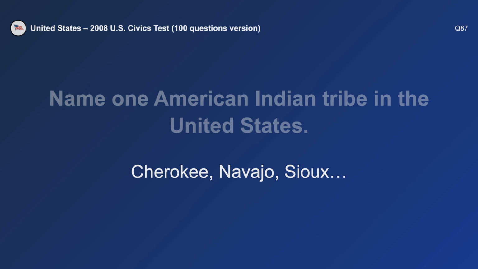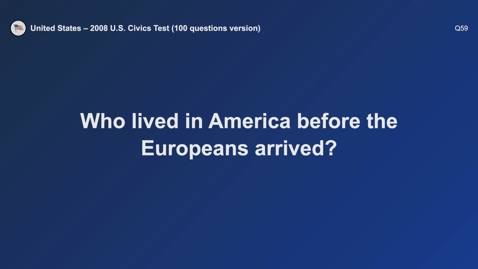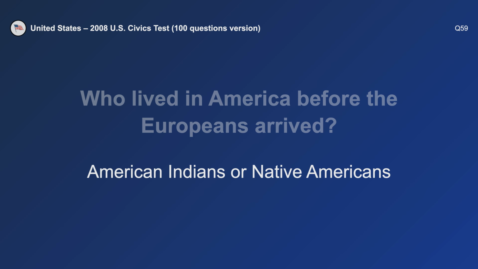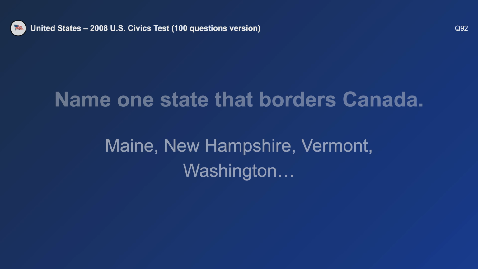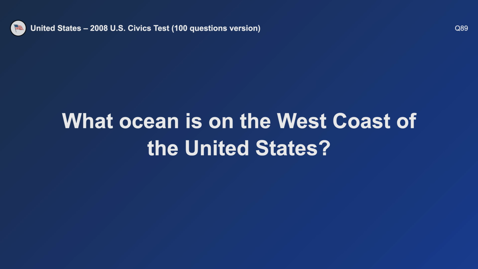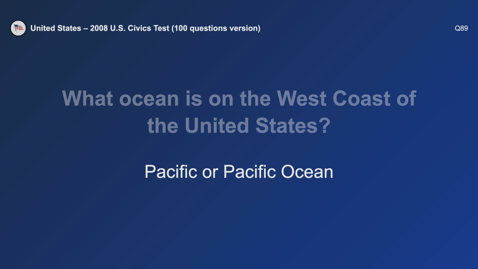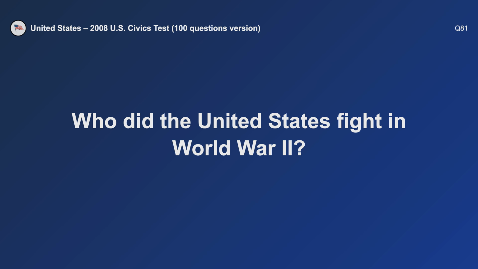Name one American Indian tribe in the United States. Cherokee. Who lived in America before the Europeans arrived? Native Americans. Name one state that borders Canada. Washington. What ocean is on the west coast of the United States? Pacific. Who did the United States fight in World War II?